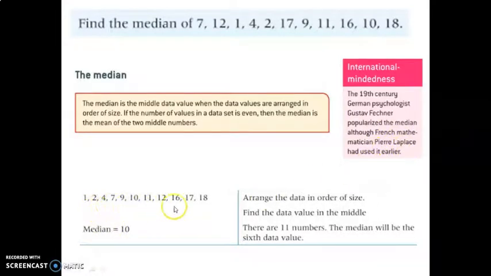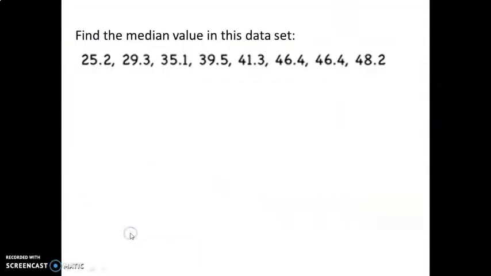So here's the reordered list of numbers, and when we reorder it, we can use that median position formula we talked about earlier. Number of data values plus 1 divided by 2, 6. So we know at position 6, which is this one, is our median, and in this case it's 10. Great, next one, find the median here.